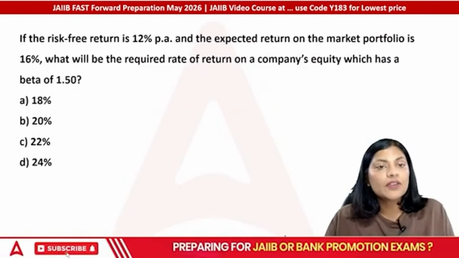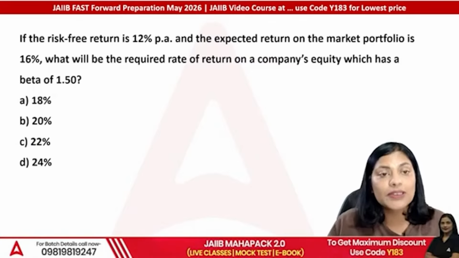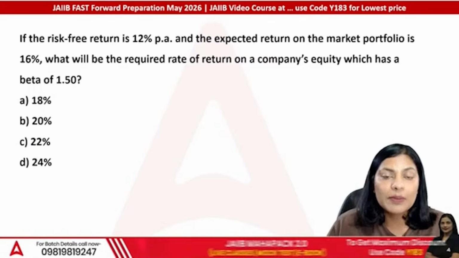Then, if the risk-free return is 12% per annum and the expected return on the market portfolio is 16%, what will be the required rate of return on a company's equity which has a beta of 1.50?